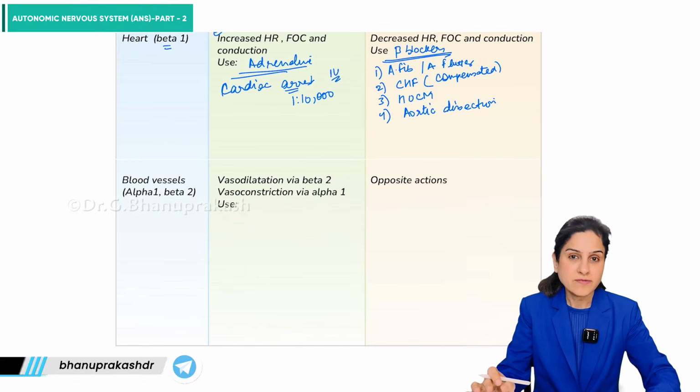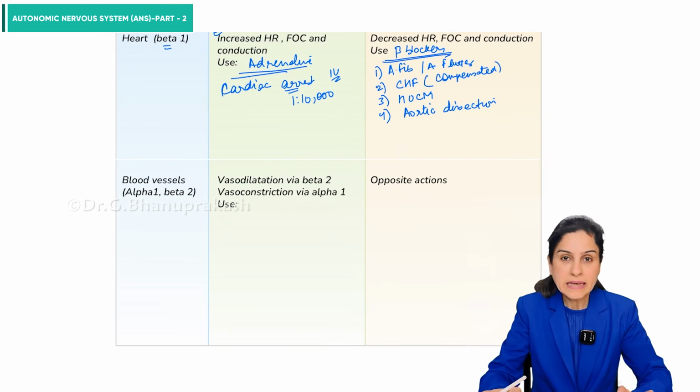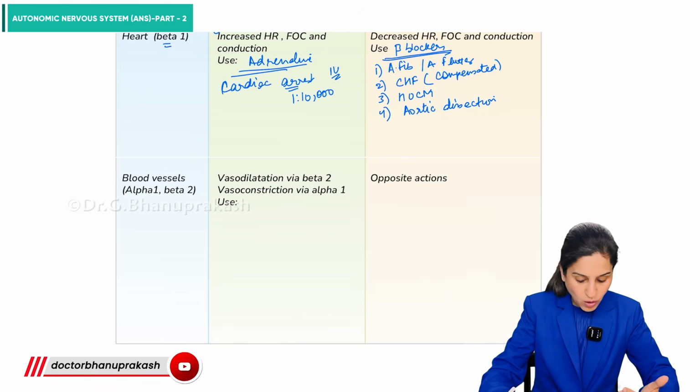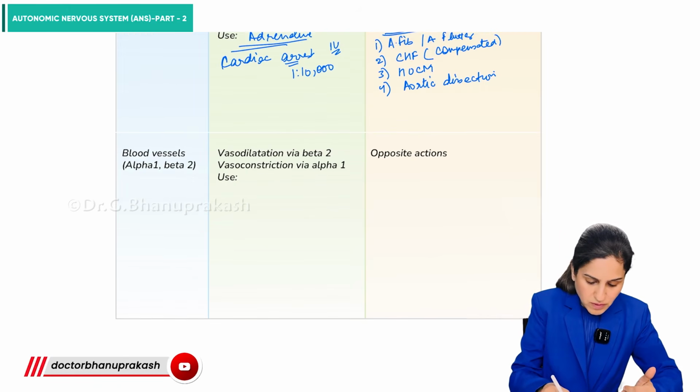On the blood vessels, we know blood vessels are predominantly dominated by the sympathetic tone, right? So we have alpha or beta receptors here. So remember a trick here. So this is your blood vessel.